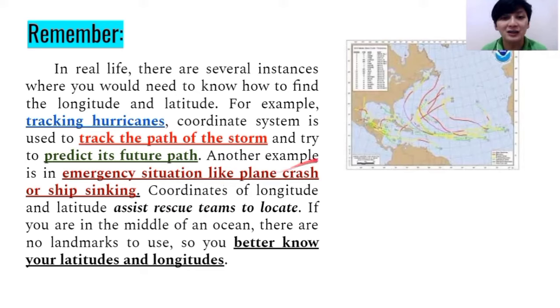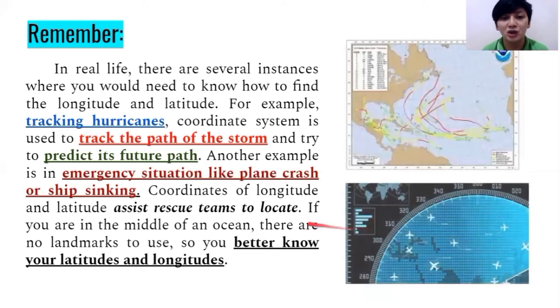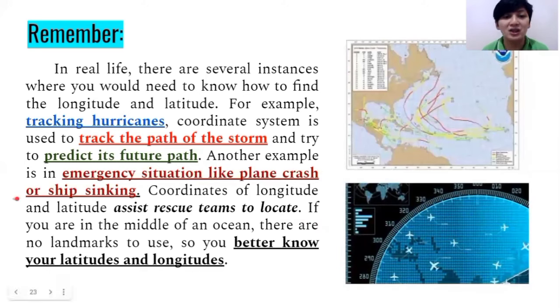And another example is in emergency situation like plane crash or ship sinking. So it is very useful. Para siyang radar. It's like a radar where you will be able to locate a lost ship or plane crashed in the ocean or any part of the globe. So it's very useful. Coordinates of longitude and latitude assist rescue teams to locate.